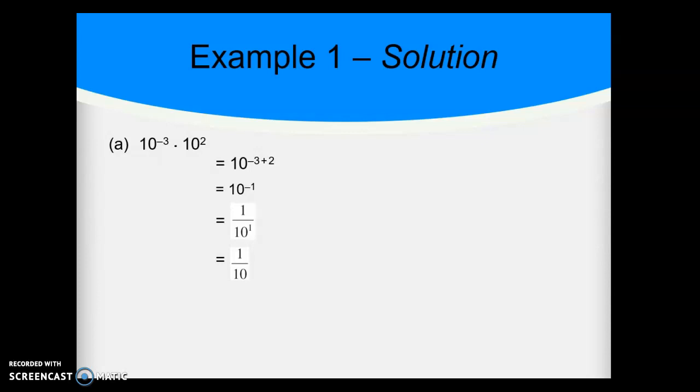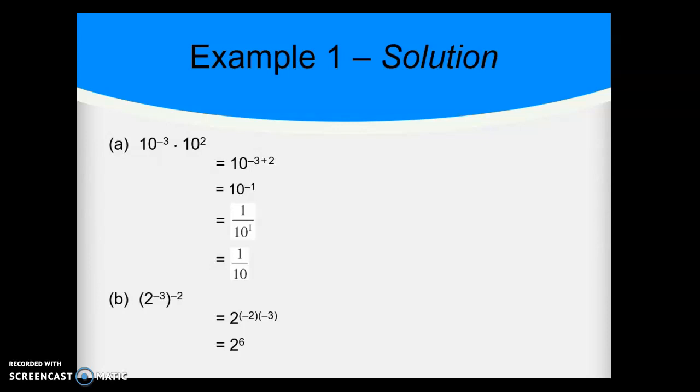Now in part B, we have a different property to apply. Here we have one base with two exponents. So we don't add exponents in this example, we multiply them. So negative 3 times negative 2 is positive 6. So we get 2 to the positive 6 power. That means multiply 2 by itself 6 times.